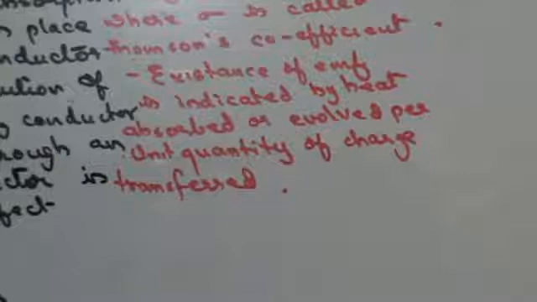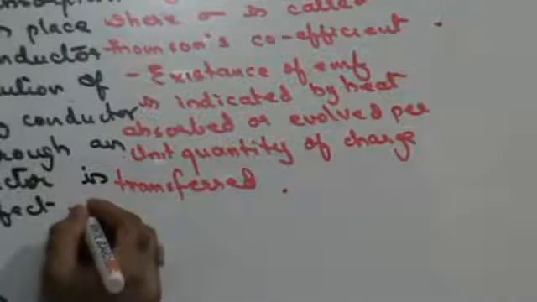Like Seebeck and Peltier's effect, Thomson's effect is also reversible. Thomson's coefficient depends upon temperature and the material of the conductor. How much EMF will be produced depends upon the temperature difference between the two ends of the conductor and the material of the conductor. Is it a positive Thomson effect material or a negative Thomson effect material?